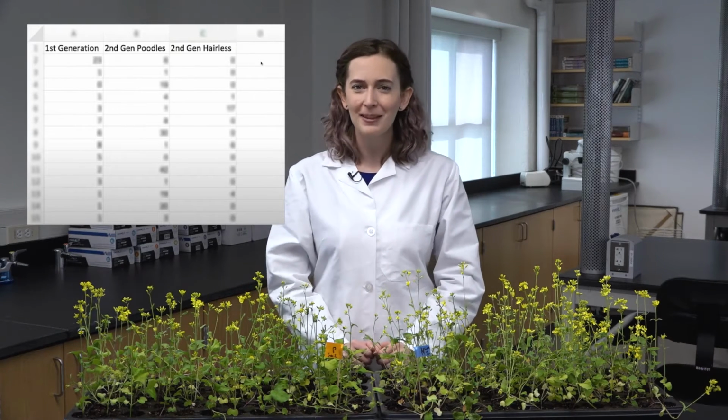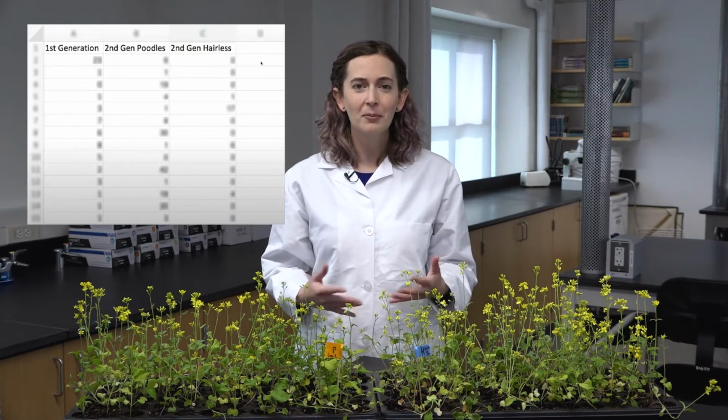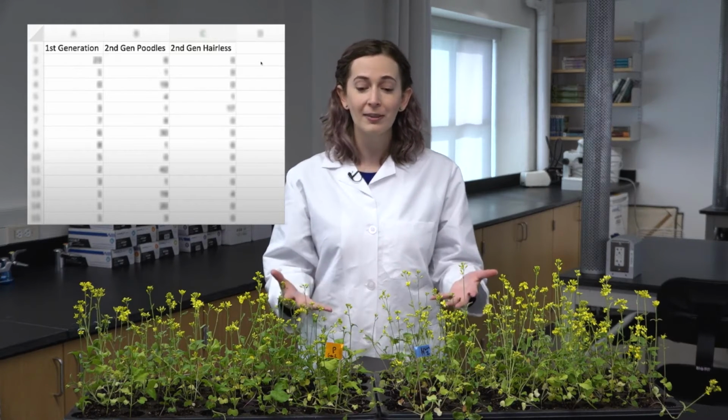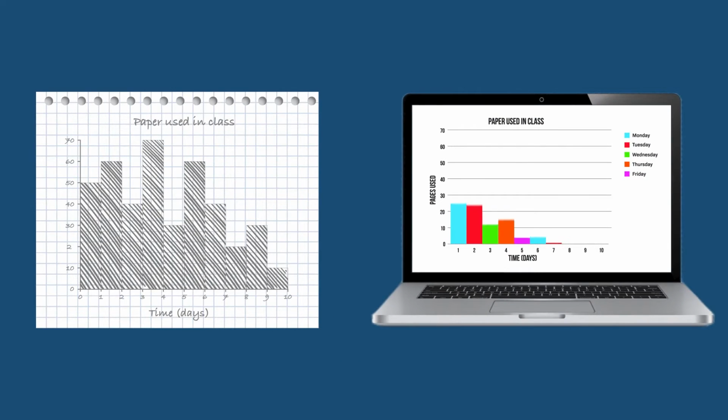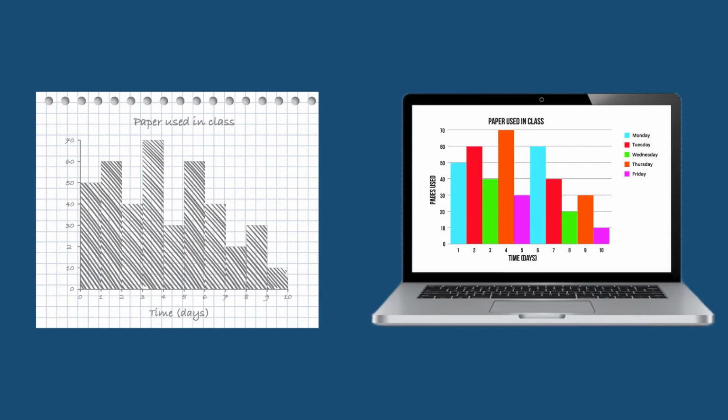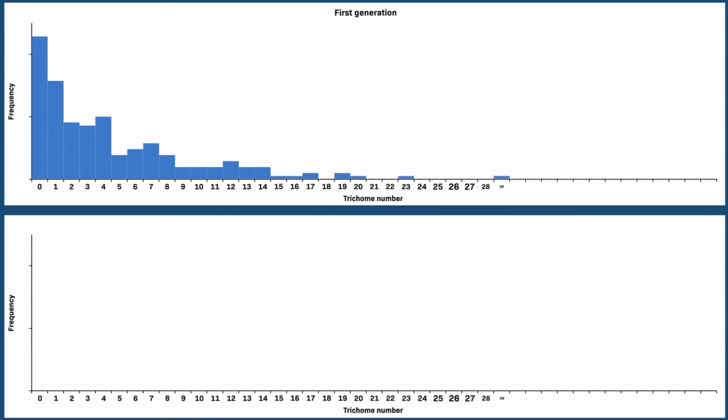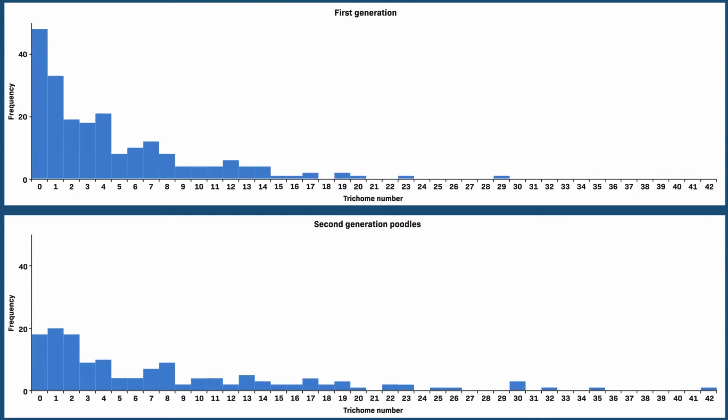Let's pause for a moment to make some predictions. How do you think the trichome counts from our first generation will compare to our artificially selected second generation plants? Let's find out. First, let's visualize our trichome data across each population by making histograms. A histogram is a type of graph that shows the frequency of a variable in a population, in this case trichome number. You can make histograms by hand on graph paper or on a computer in Excel or Google Sheets or R. I'll let you pick your favorite or follow the workflow your instructor has advised and just show you my results. Let's start by comparing the first generation and second generation poodle histograms.